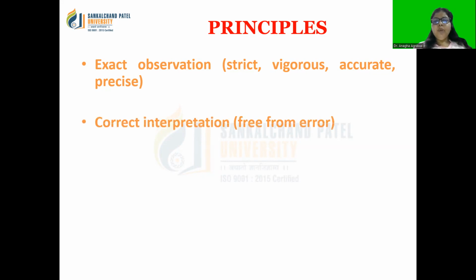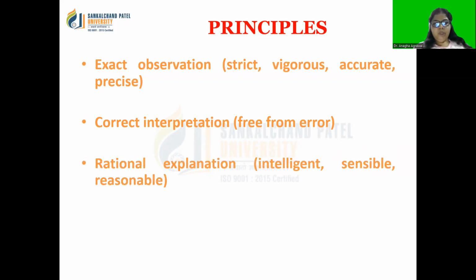Correct interpretation, which should be free from error. Whatever you observe in that population, you need to interpret with the help of that observation what exactly is the amount of disease, why you are saying so, how much the disease is, and whether that disease is in more or less amount than in the general population.